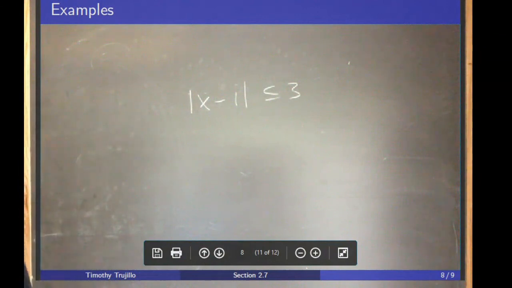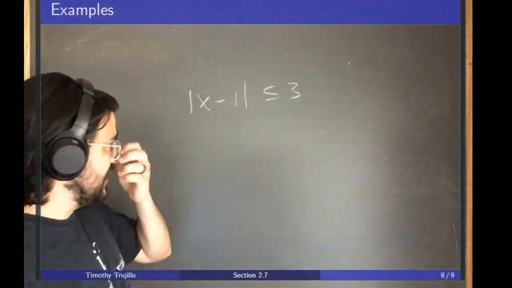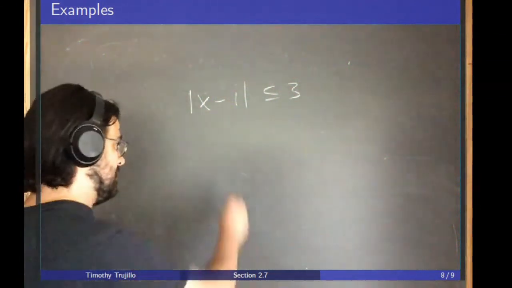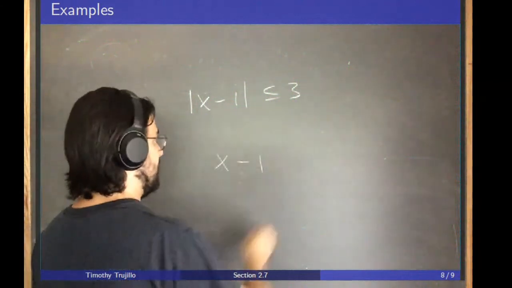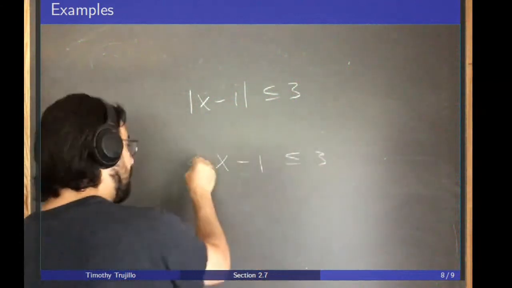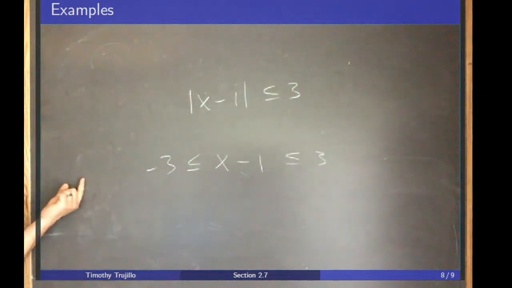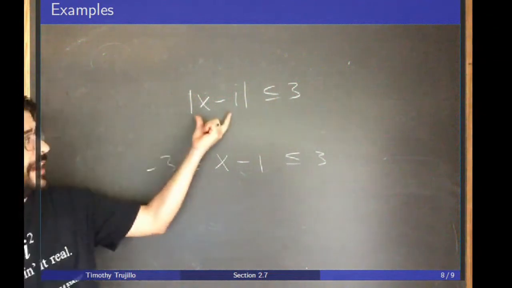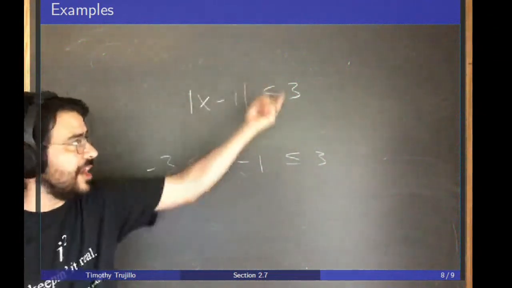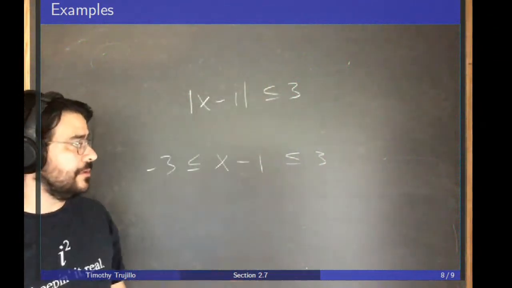So here, the only way the absolute value of x minus 1 is going to be less than or equal to 3 is if x minus 1 is less than or equal to 3 and bigger than or equal to negative 3. Because, for example, if it was smaller than negative 3, say negative 5, the absolute value of negative 5 would be 5, and that would not be true here. 5 is not smaller than 3.